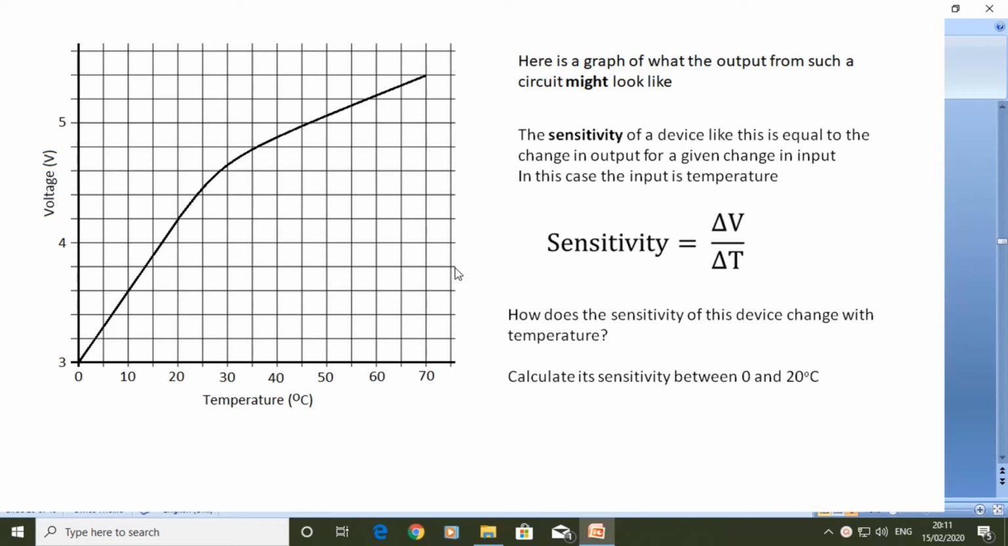Calculate its sensitivity between 0 and 20 degrees. Well, below 20, its sensitivity is going to be 4.2 minus 3 divided by 20, which is 60 millivolts per degree centigrade.